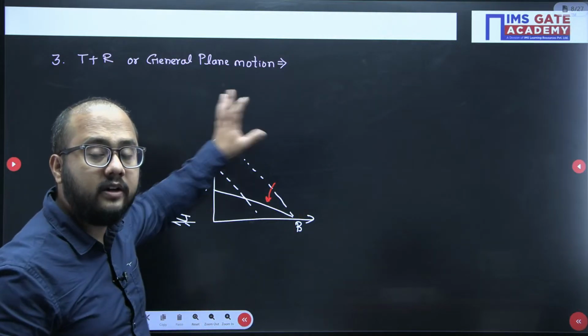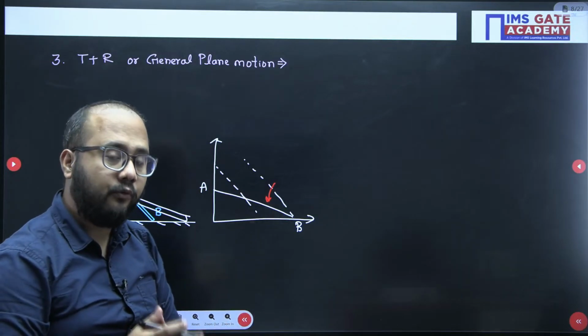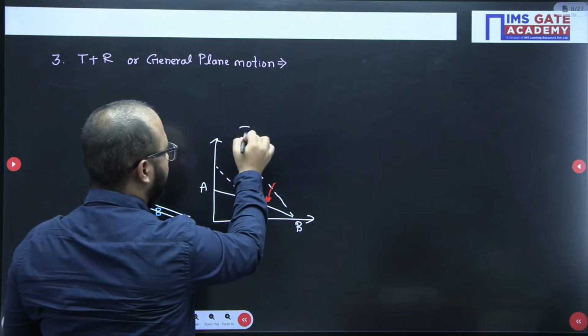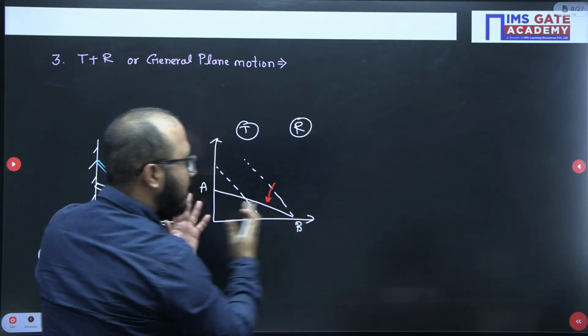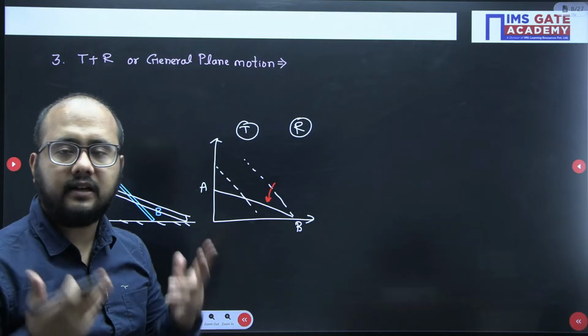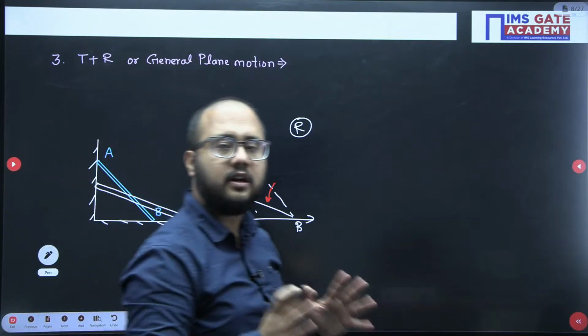So in order to understand the translation and rotation combination, which is general plane motion, first we will assume translation, then we will assume rotation, and then we will merge both things and we'll get the resultant answer as well. Okay, so the way to analyze general plane motion is very important to understand.